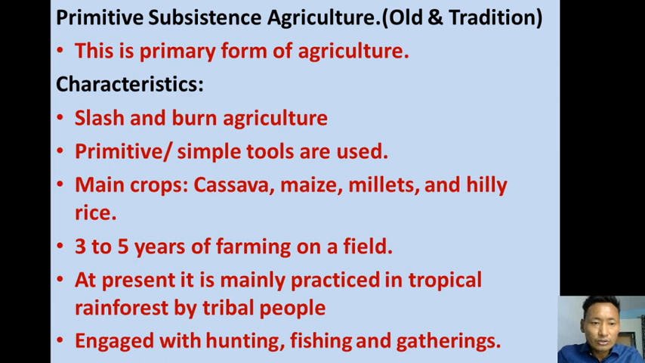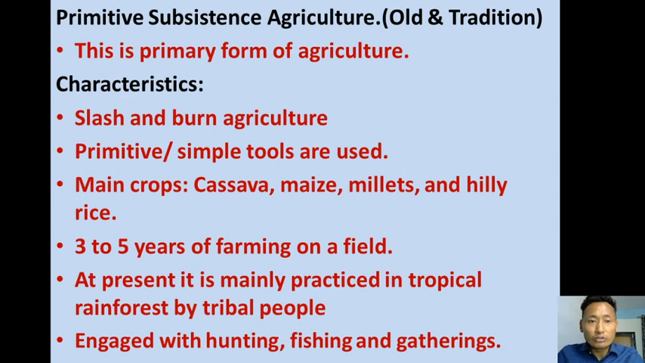So after 3 to 5 years of farming on the same particular land, they are moving and shifting to another land. Again, they are doing slash and burn, and they will cultivate the crop on that patch of land, and they will stay on that particular farming land for 3 to 5 years.